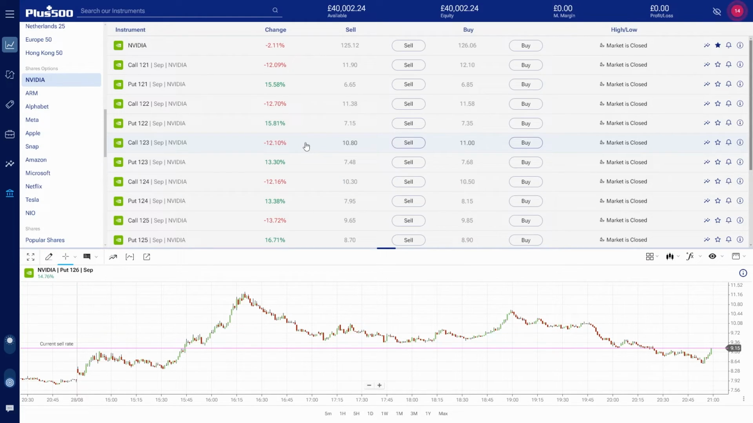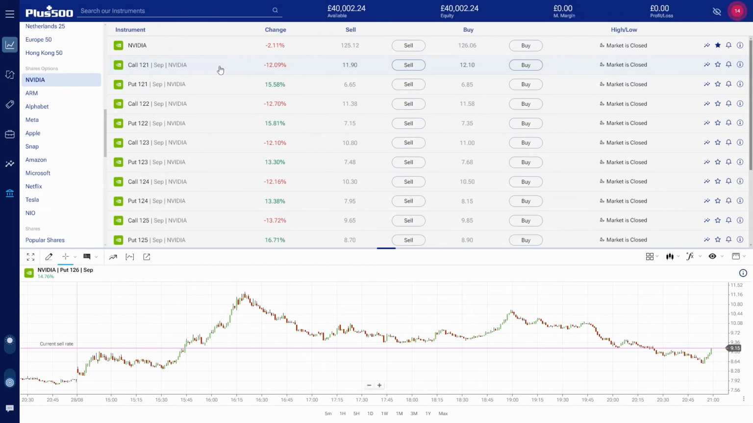Now, for the put options, these CFDs actually replicate the price movement of put options, and these put options listed, such as the puts here, you can see the put 121 September, the one for September at 122, all the way up to 125, show a significant positive change, around 15 to 16%. This is expected because put options gain value when the underlying stock price falls, providing a bearish hedge or speculative opportunity. So essentially, because Nvidia fell today, the put options gained value.